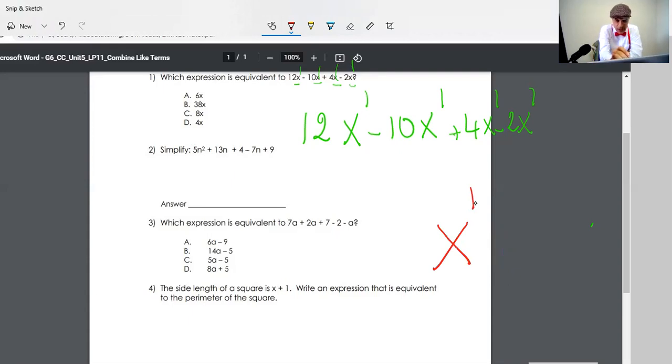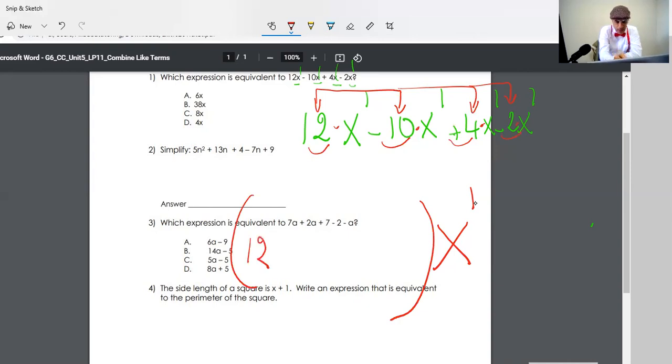What's gonna get combined is the numbers next to them. We call that the coefficient. That's what's gonna get combined, okay? So we're gonna combine the coefficient here, the 12. The coefficient here is minus 10. The coefficient here is plus 4. And the coefficient here is minus 2. Okay, so you can write a big, nice parentheses to the right of the x. And you have 12 minus 10 plus 4 minus 2. And that's what gets combined, okay?